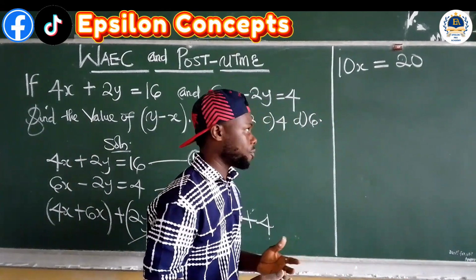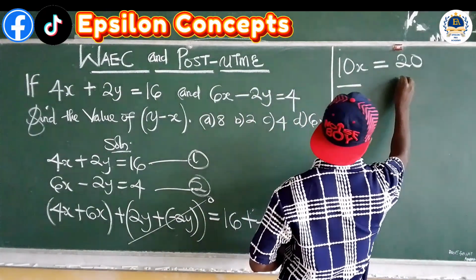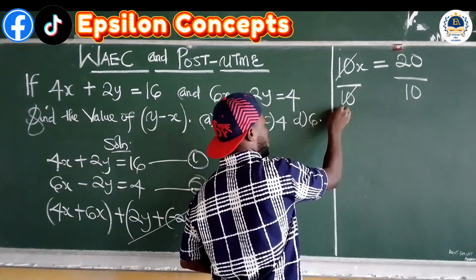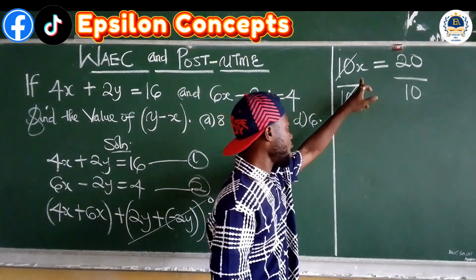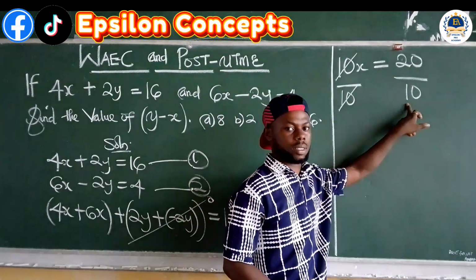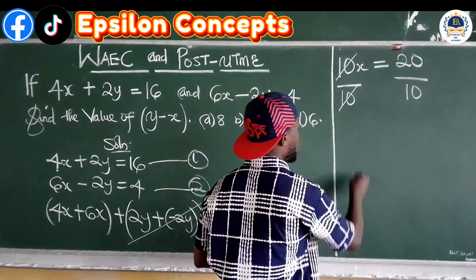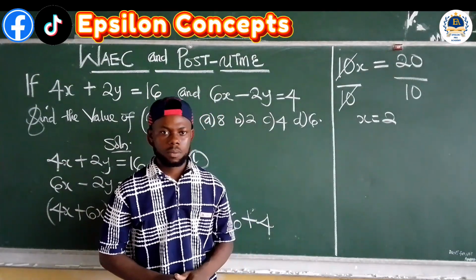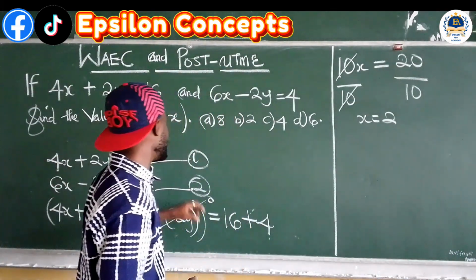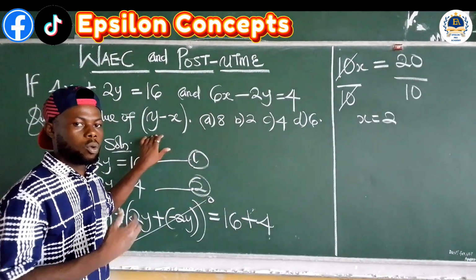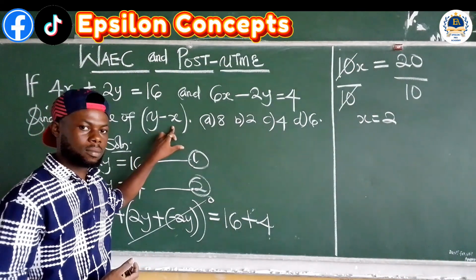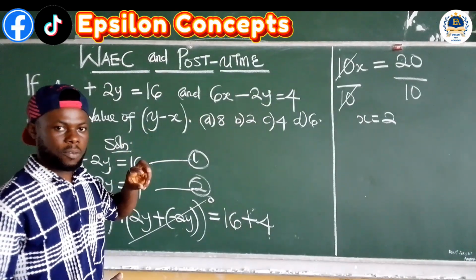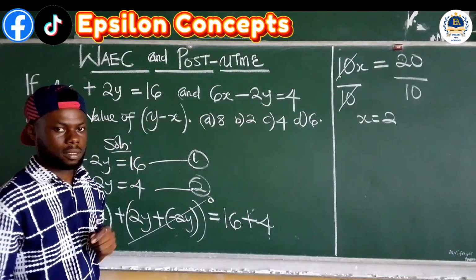Making x the subject of the formula, we have 10x = 20, divided by 10 respectively. 10 cancels 10, you're going to be left with x is equal to 20 divided by 10, and you know what the answer is. So x is equal to 2. That's not the final result. We are required to evaluate y minus x, which simply means we have to determine the values of x and y respectively before this subtraction can be attained.